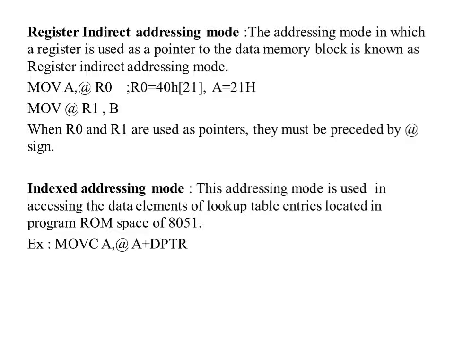So for example, MOVC A, @A+DPTR. Here DPTR will store the base address of the array. Next, A will hold the offset, that is, by what value or location you need to move ahead, and that value has to be given in A. So A plus DPTR will form one particular address. Whatever data is stored at that address's memory location will be moved into the accumulator.